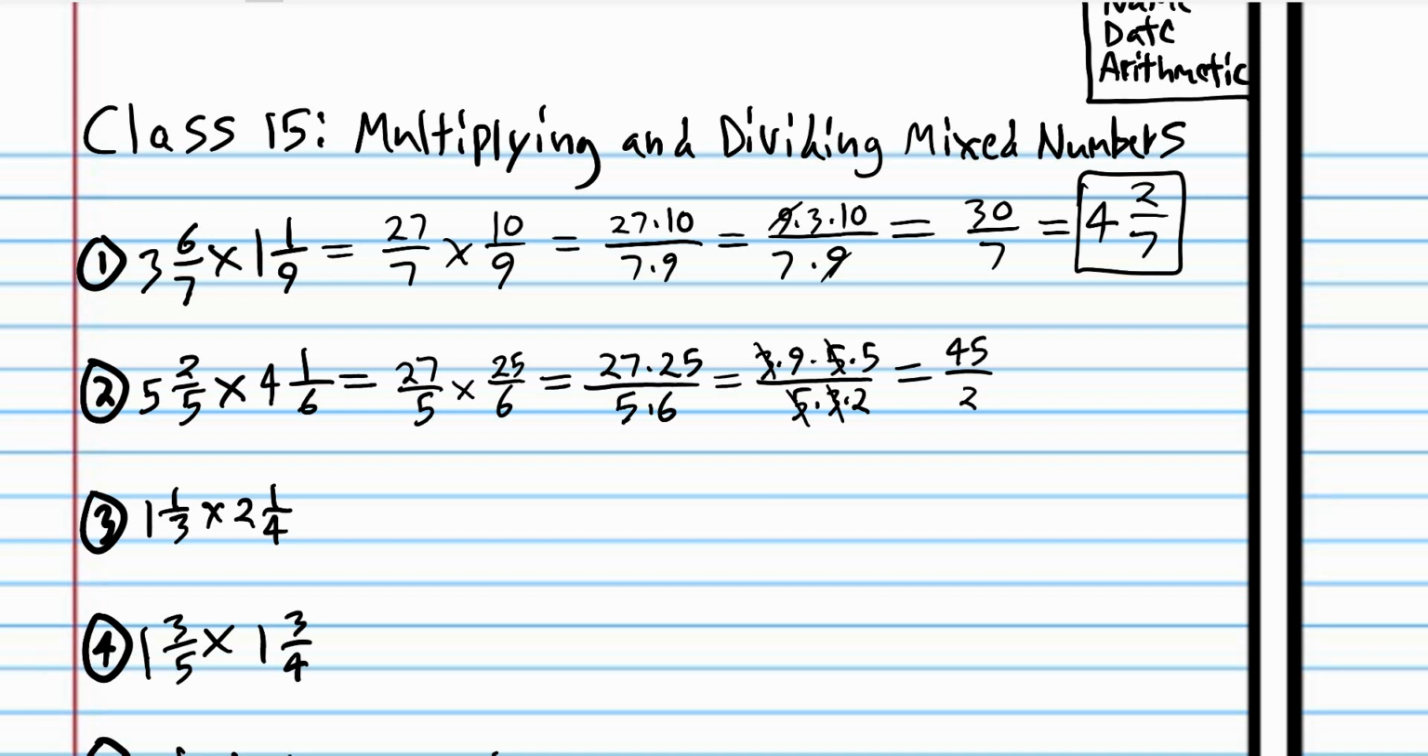Okay, so 45 over 2, we can't leave the answer like that because the numerator is bigger than the denominator, which means we have a, what is it called? An improper fraction. So we're going to convert it to something that makes more sense. So how many times does 2 go into 45? It goes in, 2 times 20 is 40.